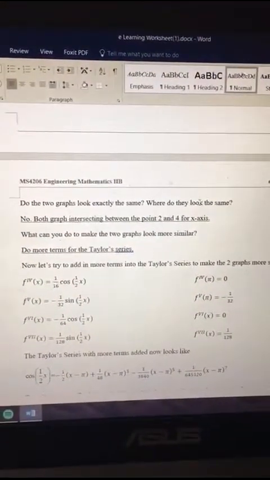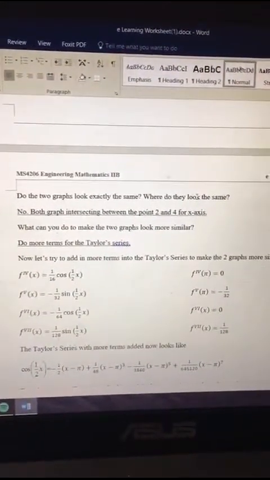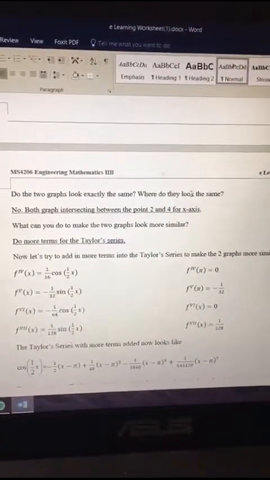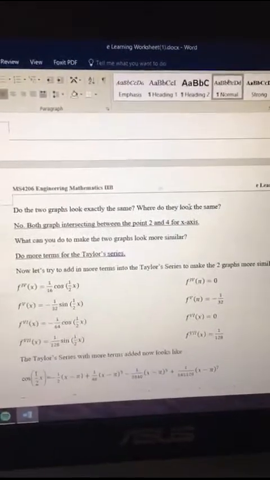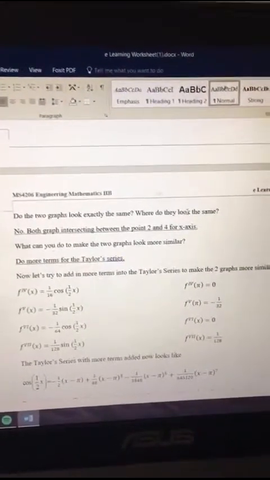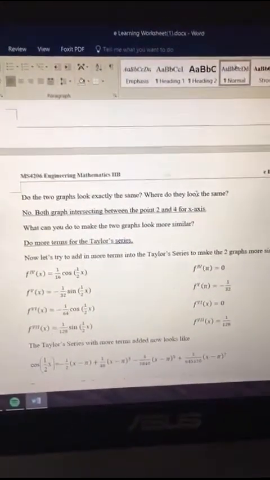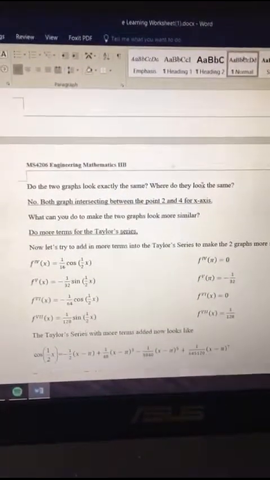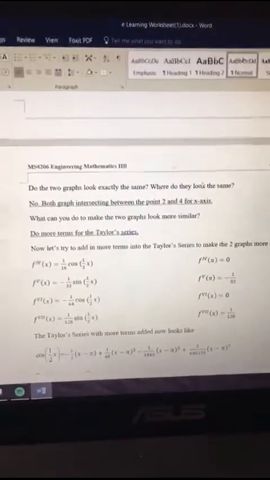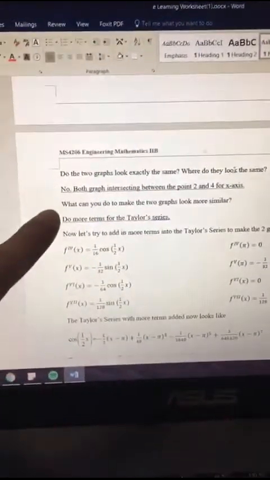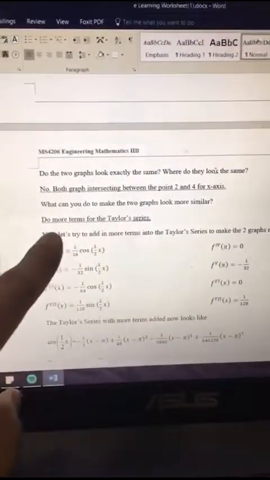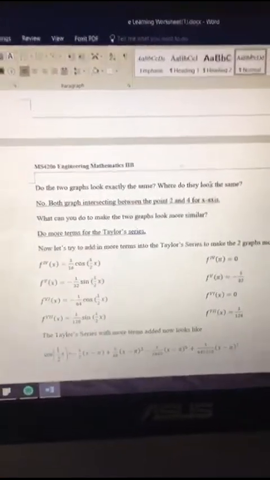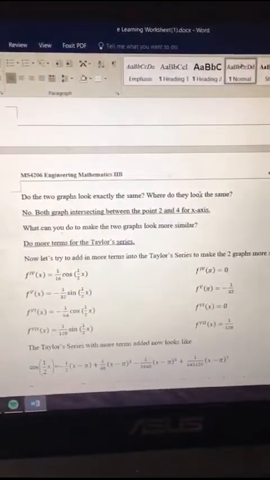The similarity between both graphs is that they intersect at 2 and 4 of the x-axis, which I discovered when I put the equation into the website given. For the second question, they ask what you can do to make them look more similar. I just say do more terms for the Taylor series. So this is the end of my part.